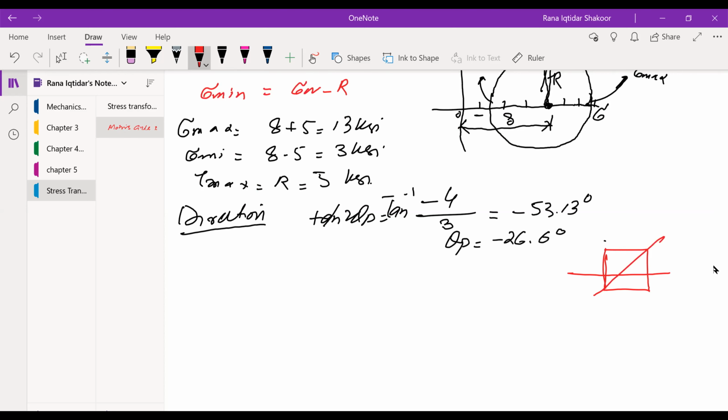If your angle is positive, you are going to rotate your object or the area in the counterclockwise direction. And if your angle is negative, you are going to rotate it in the clockwise direction, right? So now we are going to solve it.